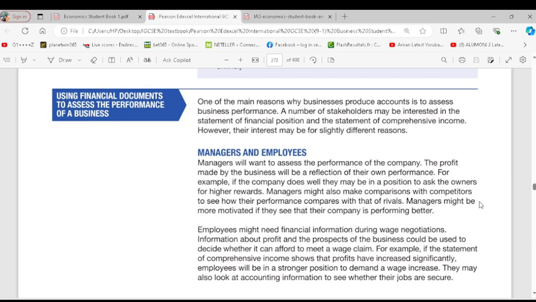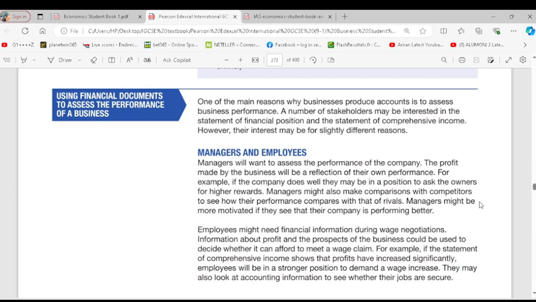Managers will want to assess the performance of the company. The profit made by the business will be a reflection of their own performance. For example, if the company does well, they may be in a position to ask the owners for higher rewards. Managers might also make comparisons with competitors to see how their performance compares with that of rivals. Managers might be more motivated if they see that their company is performing better.